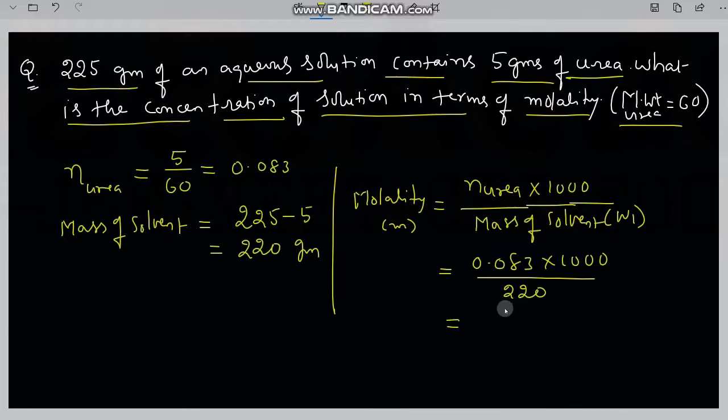So we'll check the simplification. This is 83 by 220. If you check with the calculator, 83 divided by 220 is 0.3772. This is the molality answer of the solution.